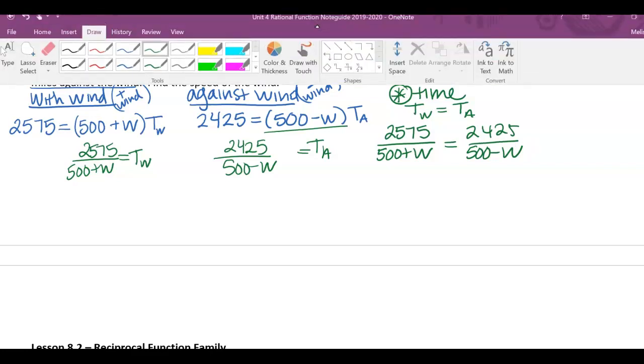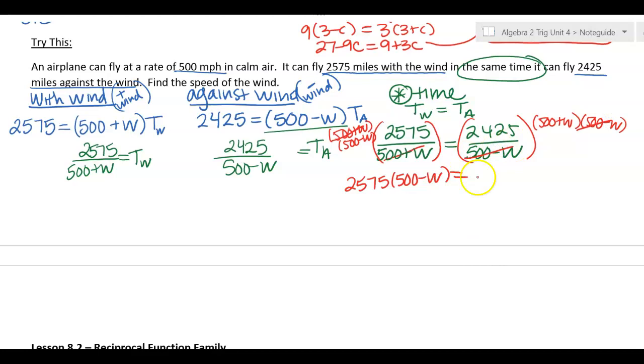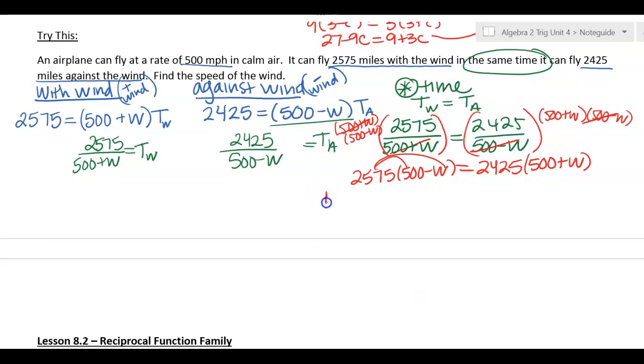And again, to solve this equation, I would want to multiply by the least common denominator. So that's a factor of 500 plus W as well as 500 minus W, on both sides of the equation. Canceling out one of the factors on each and then leaving us with some rather large numbers to multiply. So then I'm going to go ahead and distribute some things so I can combine like terms. So 2,575 when multiplied by 500 gives me 1,287,500.